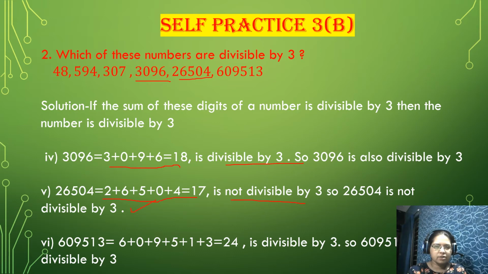Now 6,09,513. The sum of the digits is 6 plus 0 plus 9 plus 5 plus 1 plus 3. That is 6 plus 0 is 6. 6 plus 9 is 15. 15 plus 5 is 20. 20 plus 1 is 21. 21 plus 3 is 24. We know 24 is divisible by 3. So this number 6,09,513 is divisible by 3.